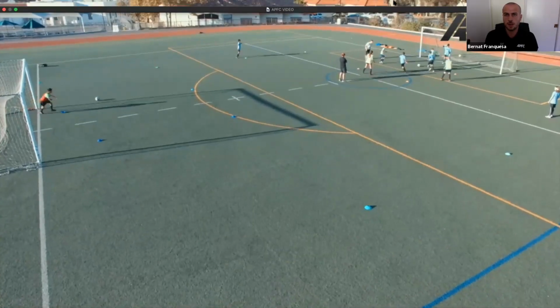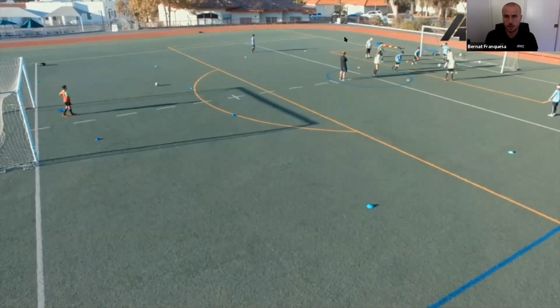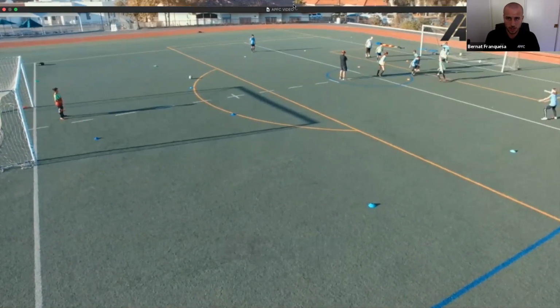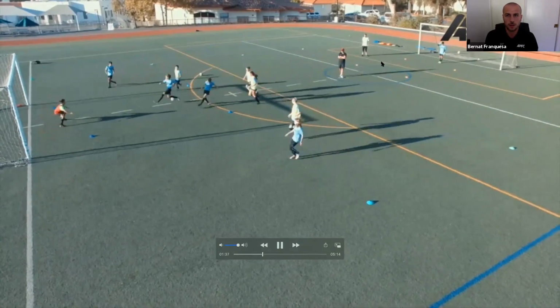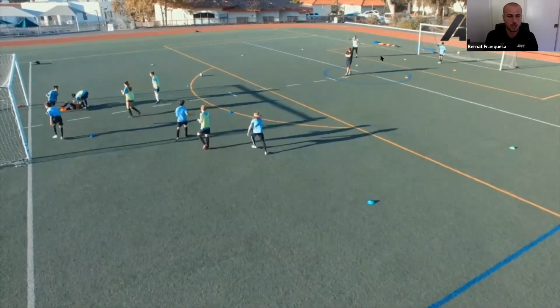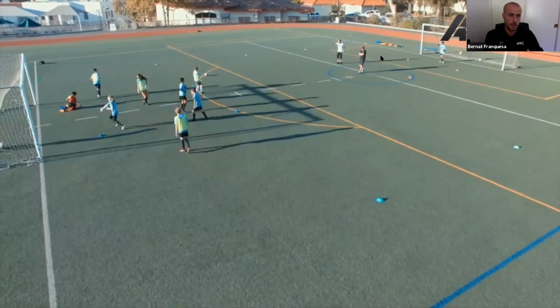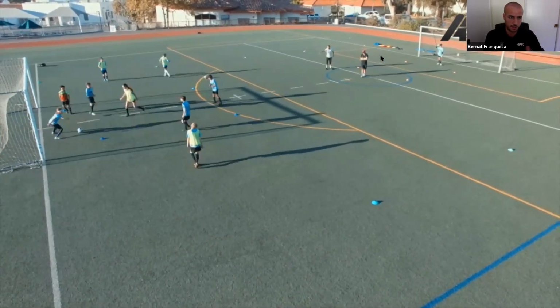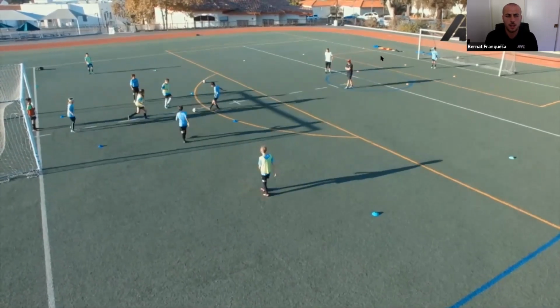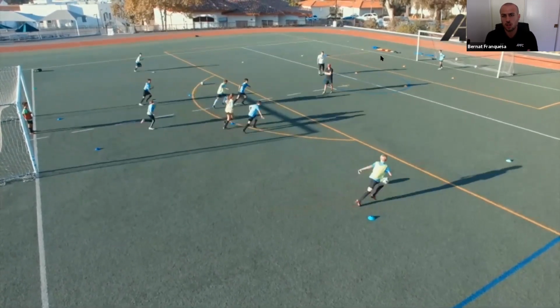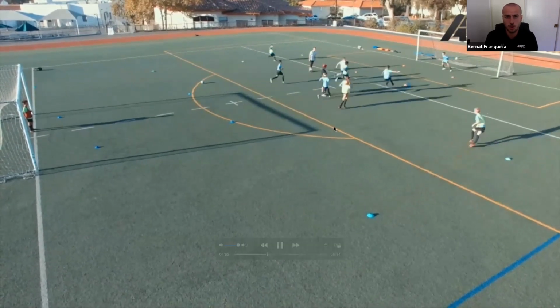This is another example of another rondo. Here you can see it's a different structure. Here we're working more on the forward cross, but we use this structure to really work on the same concepts that Mickey was talking about, the universal concepts, but at the same time use the concept of the day, that could be the forward cross.